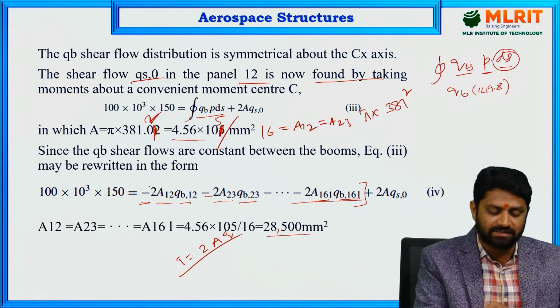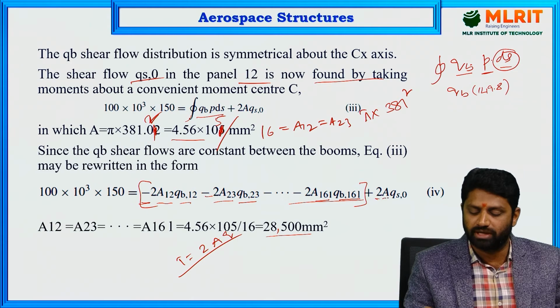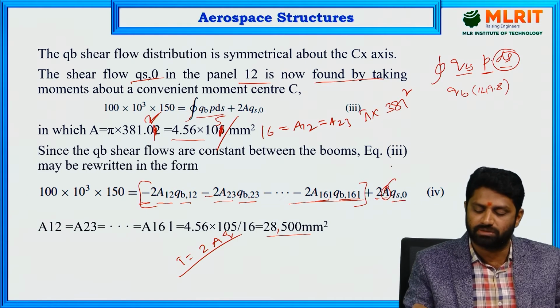And next is the moment due to the constant shear flow, which is 2A QS naught. Now here you are going to substitute the total area.